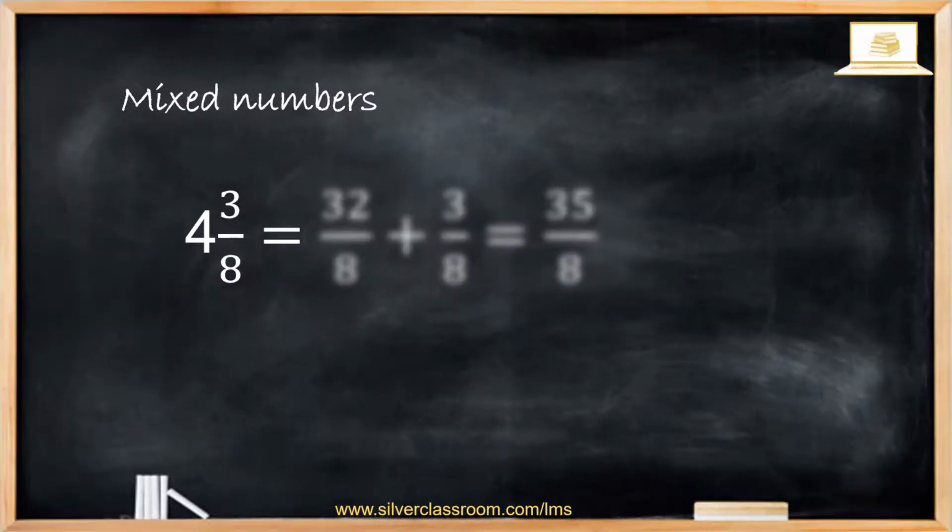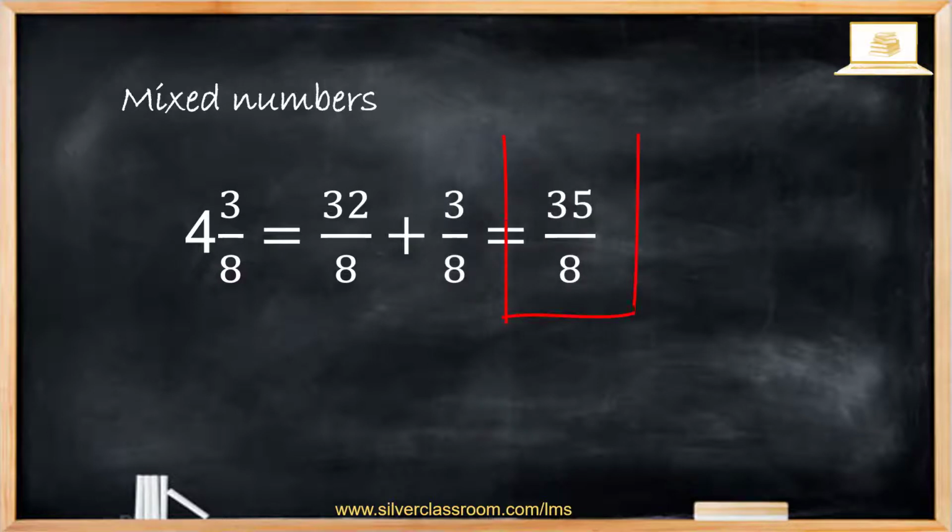In case there is a mixed number, you can convert the units into the fraction specified in the denominator. In this case, the unit 4 times 8 is 32. Added to the fraction 3/8 equals 35/8.